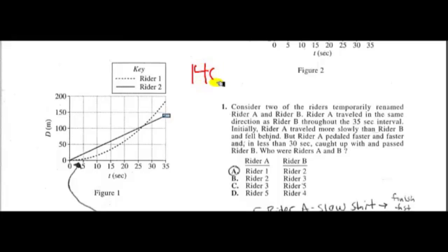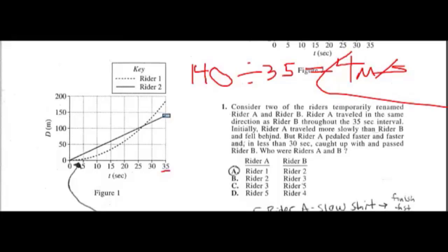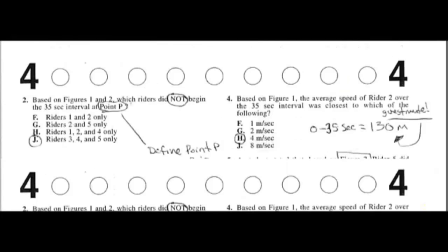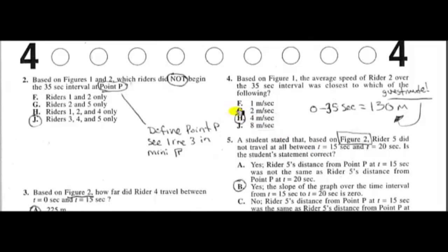it by the x value: 140, which is the y value, divided by the x value, which is 35, and that will give you the average. 140 divided by 35 gives you about 4 meters per second, which will give you the average, 4 meters per second. And that is the answer for problem number 4, and that gives us answer choice H.